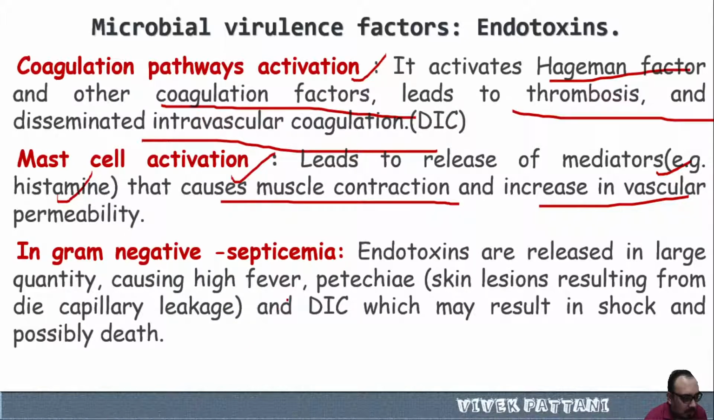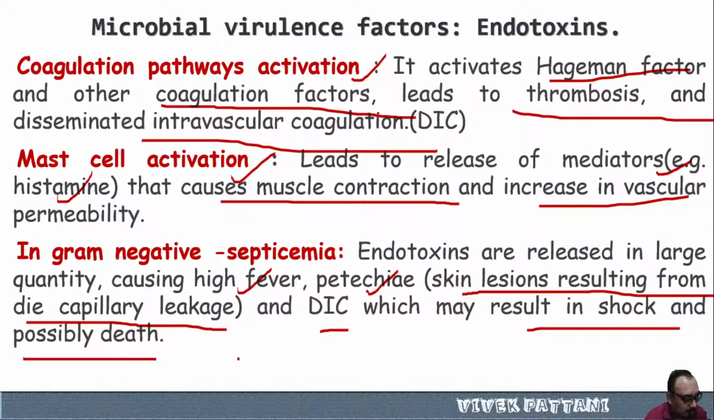In gram negative septicemia, endotoxins are released in large quantities, causing high fever and petechiae. What are petechiae? They are skin lesions resulting from capillary leakage. And also DIC. What is DIC? It is disseminated intravascular coagulation, which may result in shock and possibly death.